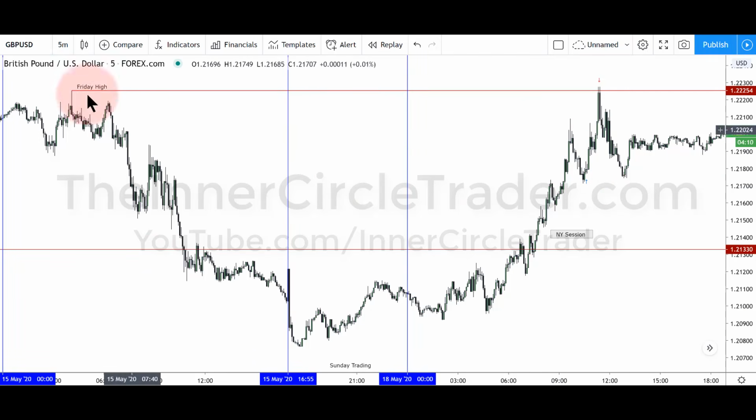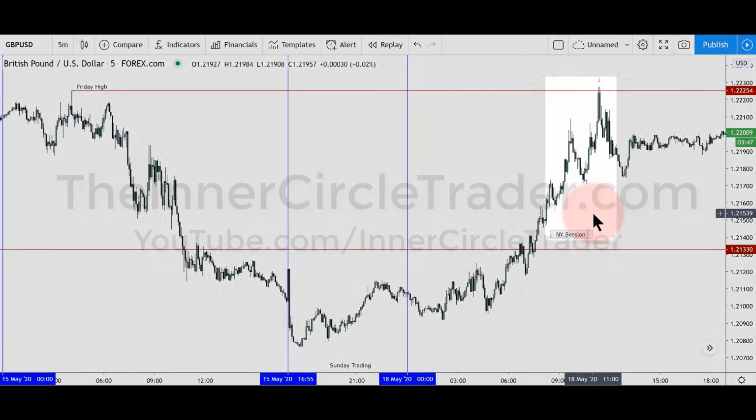Friday, here's Friday's high, and this is Sunday's trading. So if we're trading on Monday, disregard Sunday. Consider Friday. Okay, Friday's high or Friday's low. New York session, 8:30 a.m. right there, all the way to 11 a.m. New York time.